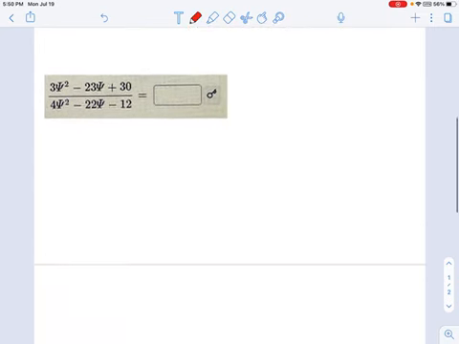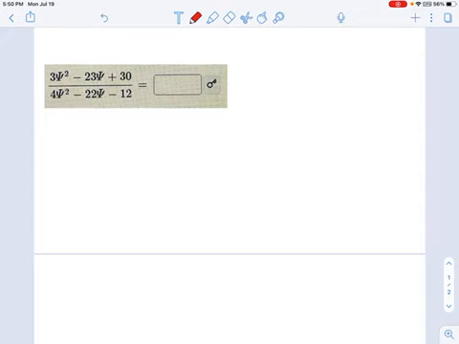Okay, so last one. This one I am going to need to use the big X on because I can't do this in my head. So let's start with this first one, and let's see. Well, 3 times 30 is 90, and the middle term is negative 23. So what are two numbers that multiply to 90, but add up to negative 23?